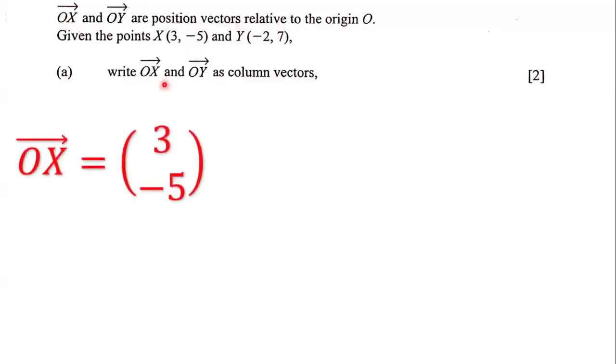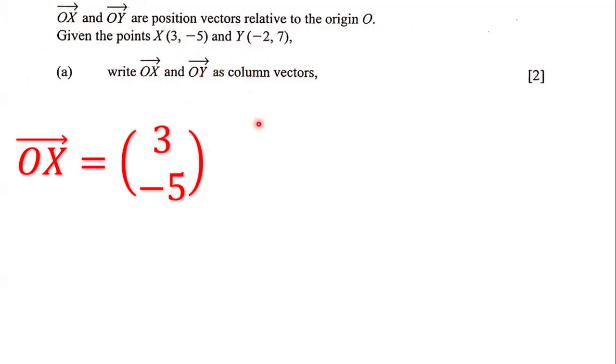And so that means that the vector OX is equal to 3 on top and -5 at the bottom. We take the coordinates of X and, instead of writing it horizontally, we write it vertically. So we have 3 on top and -5 at the bottom. We do the same thing for OY.